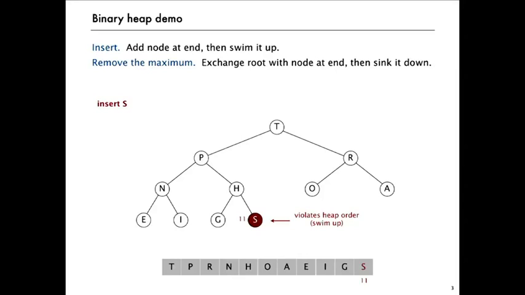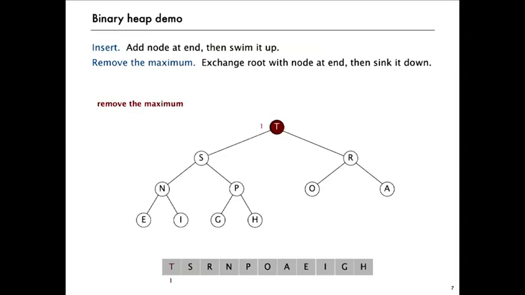That key is larger than its parent, so we're going to swim it up. Exchange it with its parent as long as it's larger than its parent. So first thing, it goes up to exchange with the S. It's still bigger than P, so we exchange it with the P. And now we're done because the S is not bigger than T, and the heap order condition is now satisfied everywhere in the heap. So with just 2 exchanges, we insert that new element into the heap in this case.